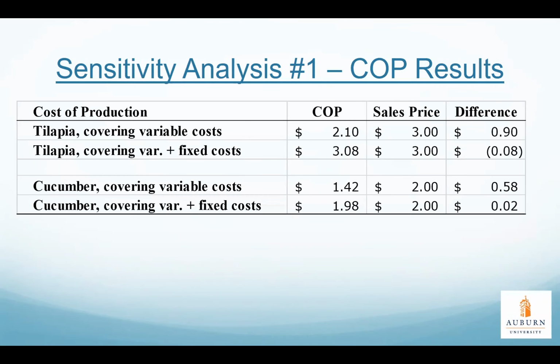So now the cost of production for the tilapia covering variable and fixed costs is $3.08. The sales price is $3, so we're losing 8 cents per pound, much better. The cucumber covering variable and fixed costs, $1.98, and sale price of $2, we're losing 2 cents a pound. So it's getting better, but we're losing money in 3 of those 4 instances there.